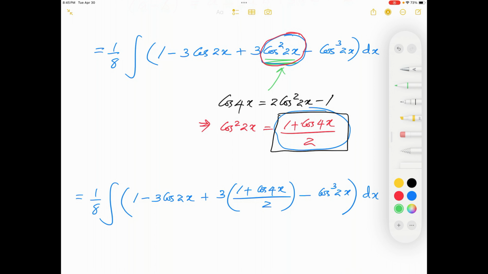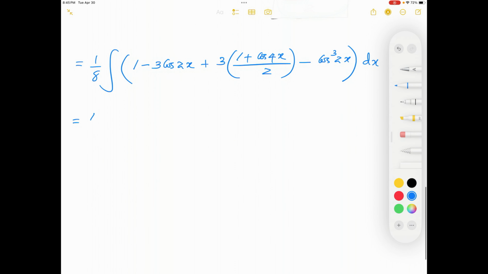Now we can combine the like terms. I have a 1 right here and I have 3 halves right here. So we can combine those two and write down this integral as 1/8 integration 1 plus 3 halves, which is equal to 5 halves.